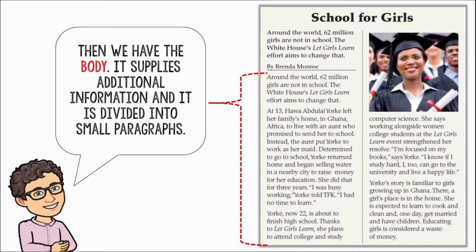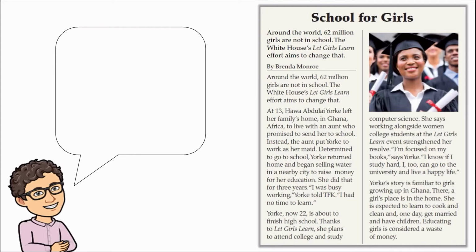I was busy working, Yorkie told TFK. I had no time to learn. Yorkie, now 22, is about to finish high school, thanks to Let Girls Learn. She plans to attend college and study computer science. Working alongside women college students at the Let Girls Learn event strengthened her resolve. I'm focused on my books, says Yorkie. I know if I study hard, I too can go to the university and live a happy life. So there's that, which is the body of our piece of news.